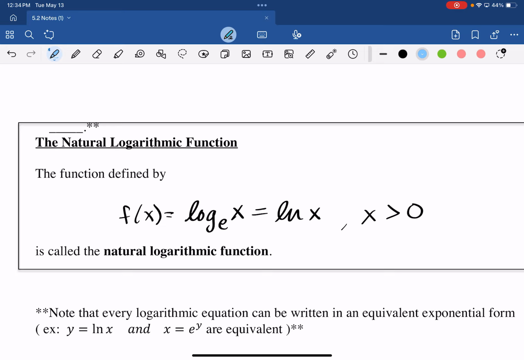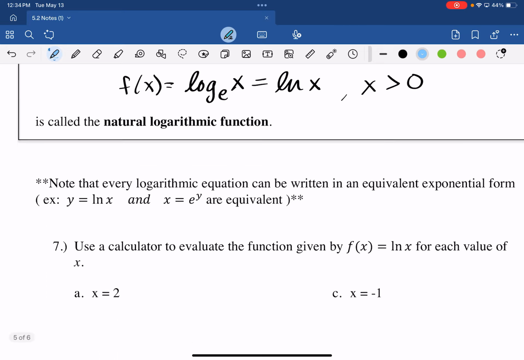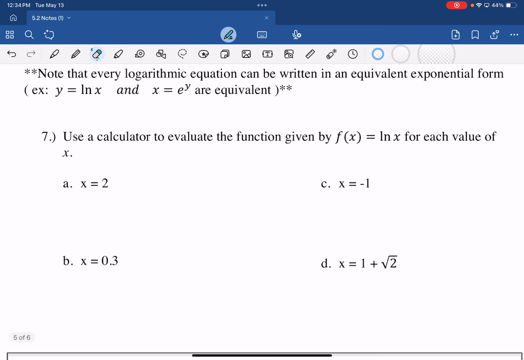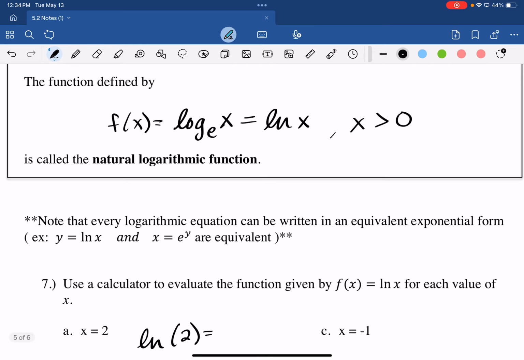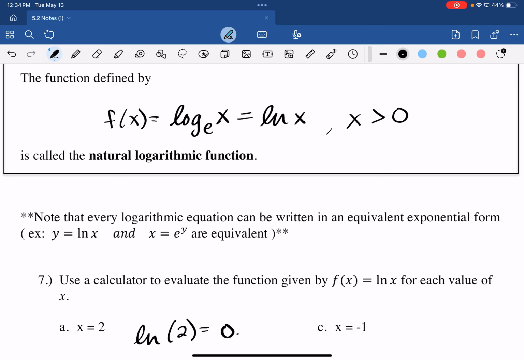Again, this is called the natural logarithmic function. On your calculator, there's also a button for this. It's right underneath your log button. You'll see a button that just says ln. Now let's get practice typing that into our calculator. If you type in a 2, you should get 0.693.